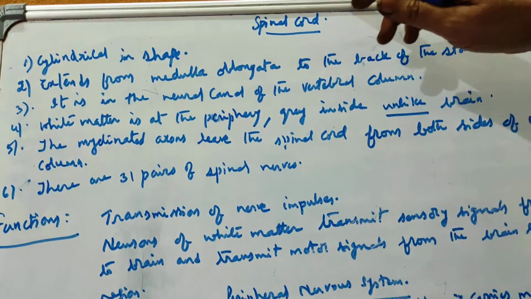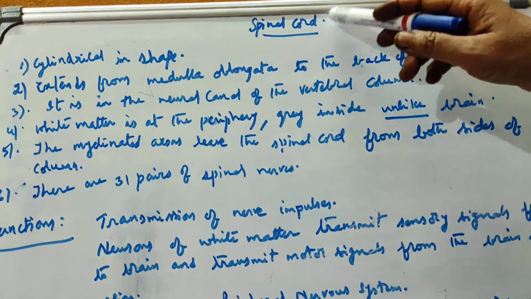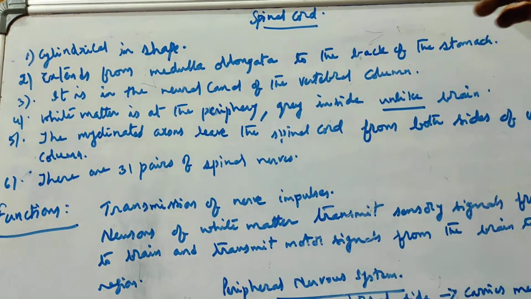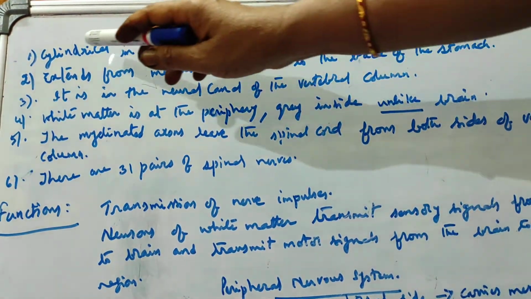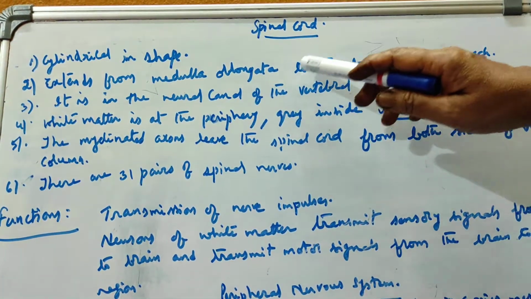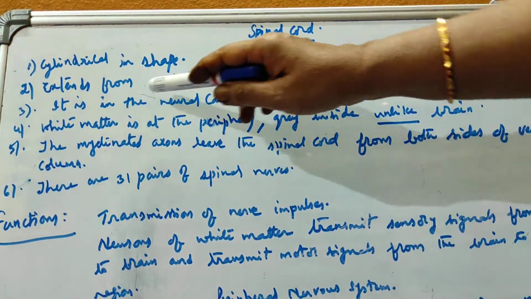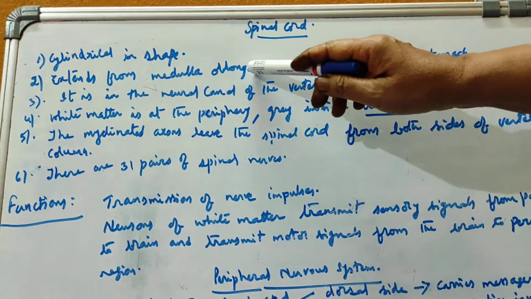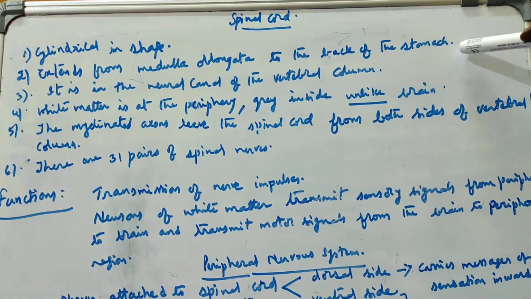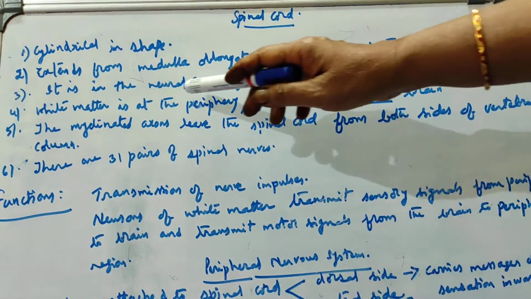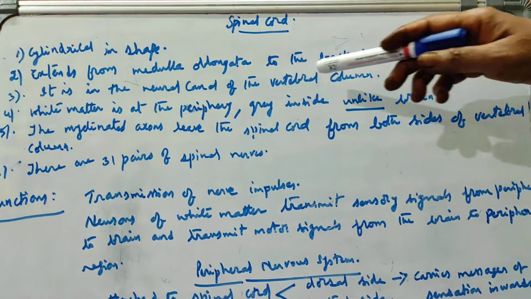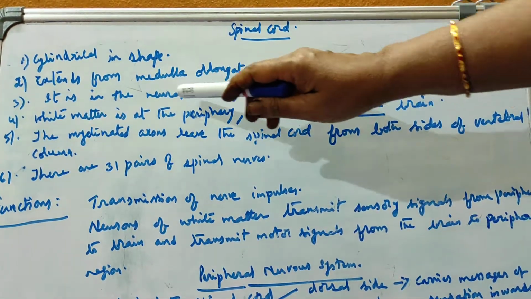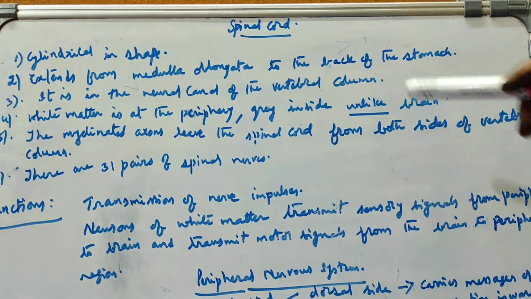Under the topic central nervous system, we already discussed the brain. Now let us see the spinal cord, because the spinal cord and brain are the main parts of the central nervous system. The spinal cord is cylindrical in shape and extends from the medulla oblongata to the back of the stomach. The spinal cord is the extension of the medulla oblongata. We can feel it, and it is situated in the neural canal of the vertebral column. You can feel the vertebral column if you keep your finger on the back portion of your stomach.